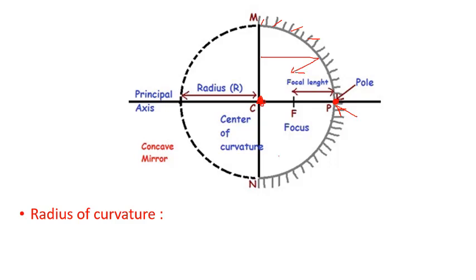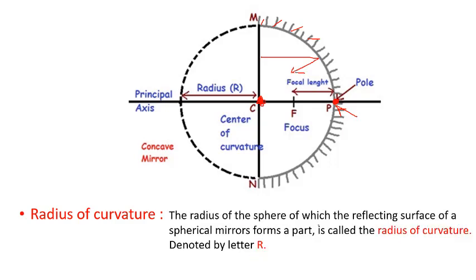Now what is radius of curvature? The radius of the sphere of which the reflecting surface of a spherical mirror forms a part is called the radius of curvature, denoted by r. That means when you cut the sphere, this part CP, here CP is the radius of curvature. Similarly, if this is r, this whole CP part is also r.